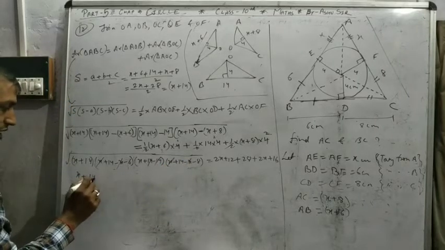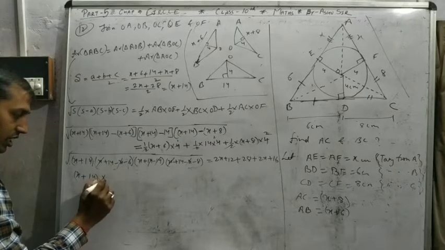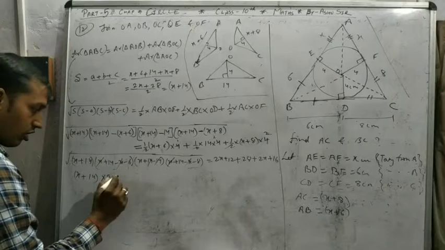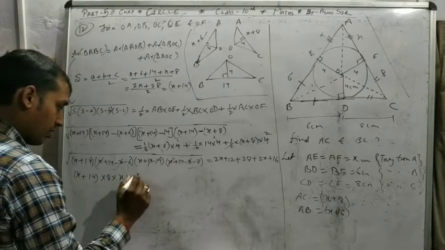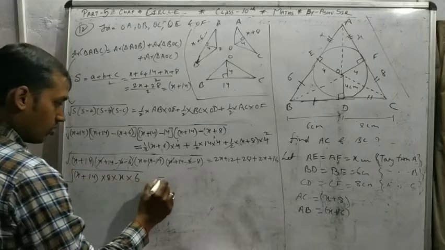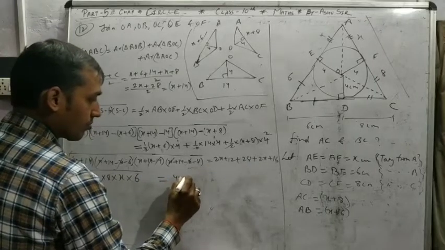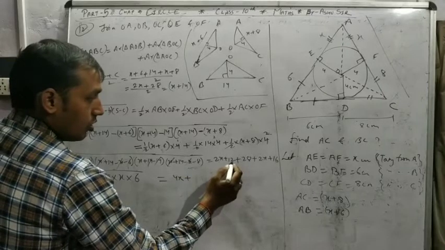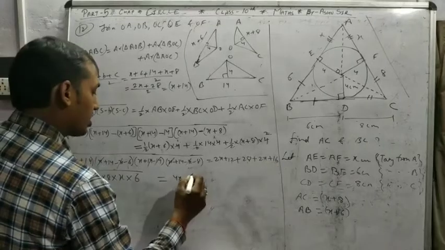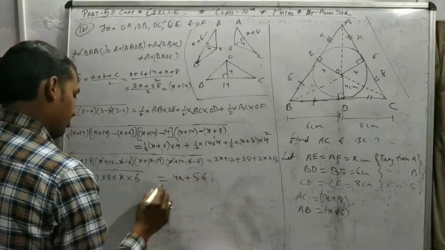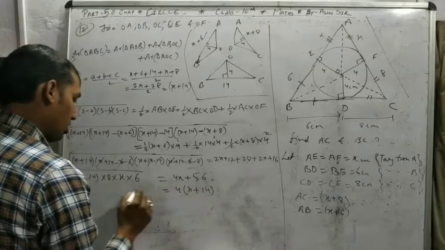X plus 14 same as, and here only 14 minus 6, 8 remain. Here only x remain. Here only 14 minus 8, 6 remain in root. Here 2x plus 2x, 4x, 12 plus 28, that is 40, 50, 60, 56, sorry. 4 taken common, x plus 14.